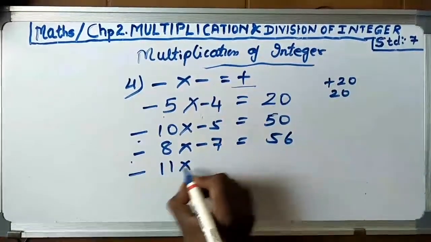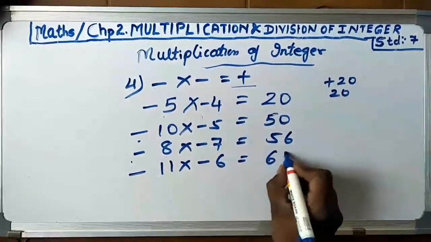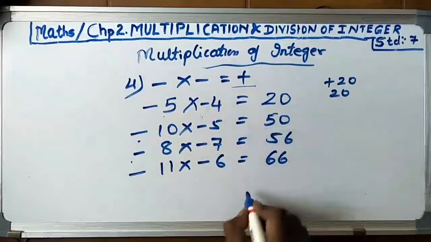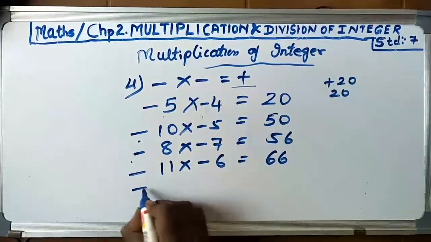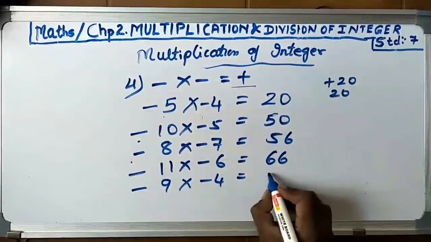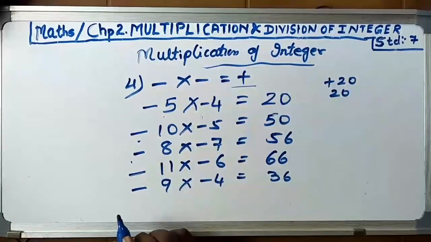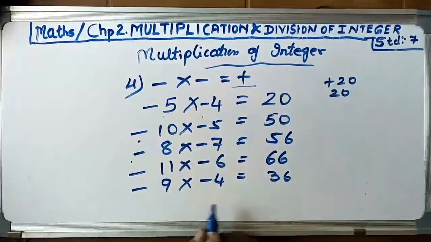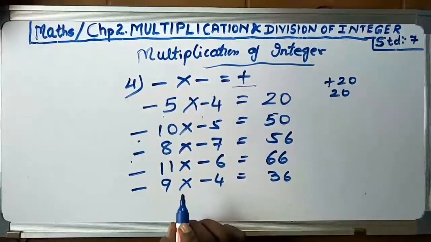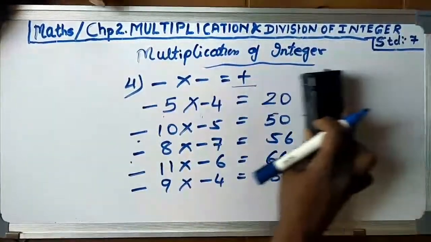Minus 11 into minus 6. 11 6s are 66. Minus into minus, plus. So in the answer, plus will come. Minus 9 into minus 4. 9 4s are 36. Minus into minus, plus. So here you have to write plus 36, but no need of writing the plus sign. So this is the end of the multiplication of integers.